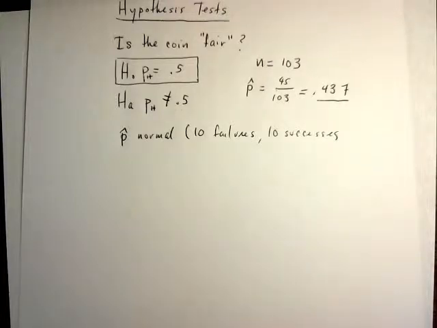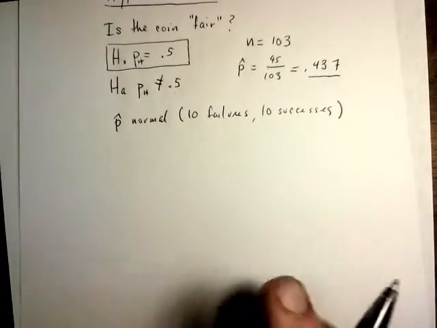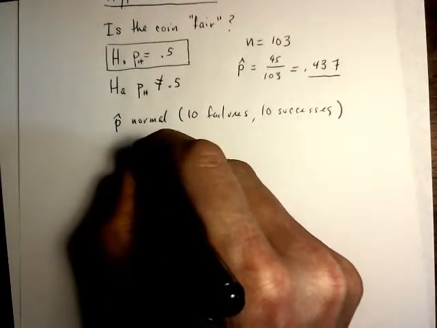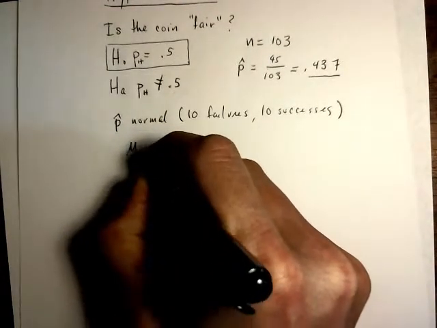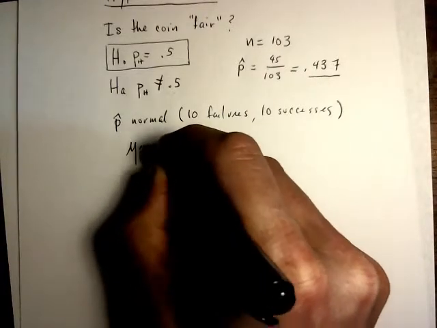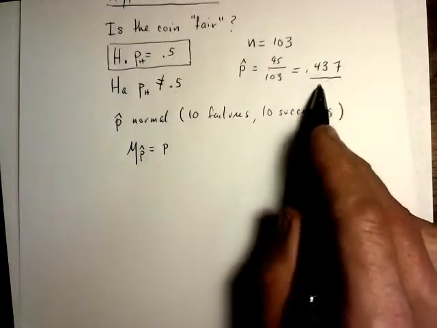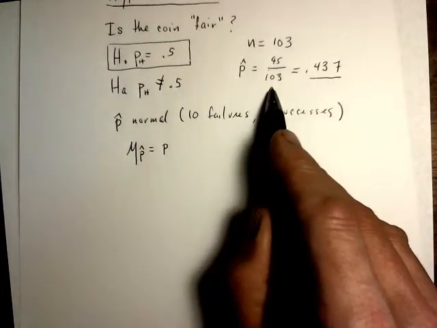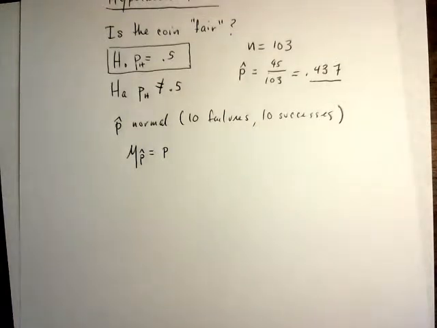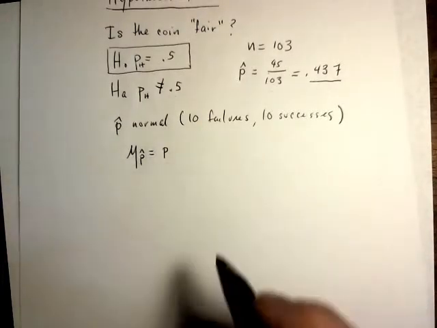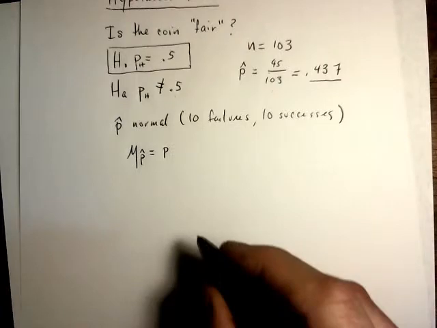As long as there are 10 failures and 10 successes, p hat is a normally distributed random variable. There is a mean. P hat is a mean. And the mean of p hat is what the mean of the population is. If we were to look at a bunch of different p hats from a bunch of different samples of size 103, all of those p hats would be distributed around 0.5. They would have a mean of, we're hoping, 0.5.